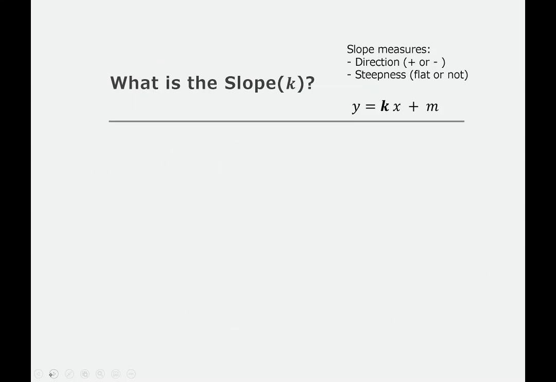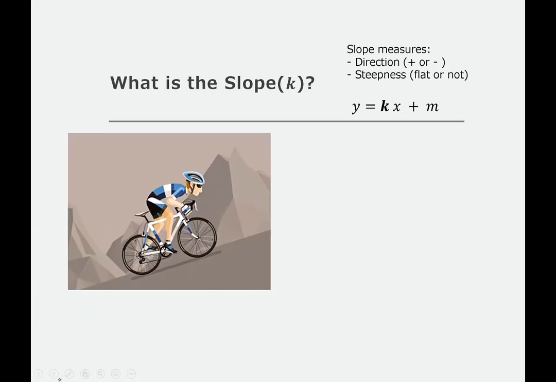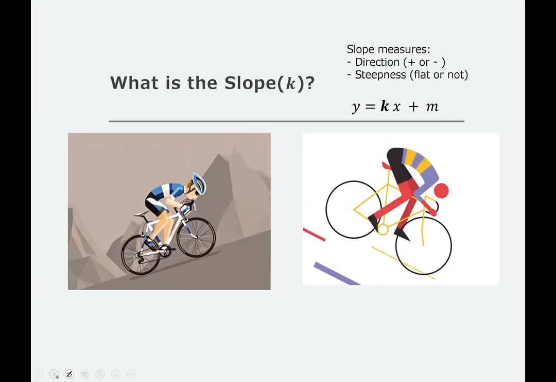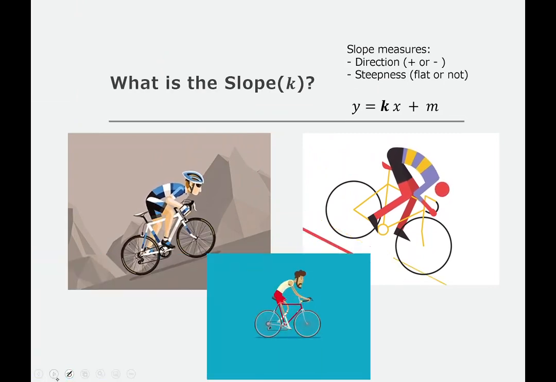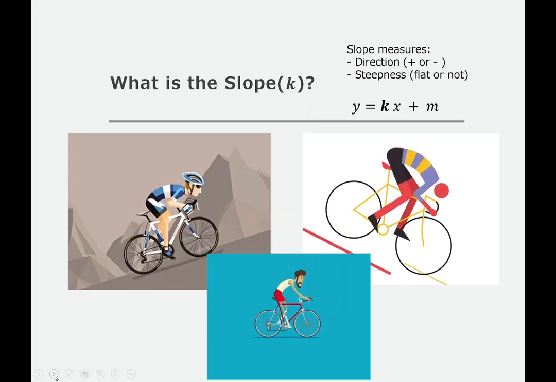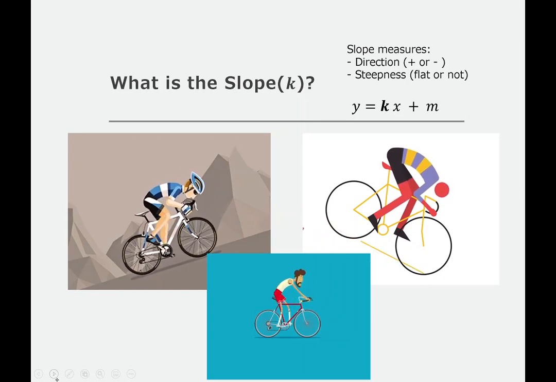So what is the slope? Some of you might be asking yourselves. Oftentimes when we think of slope, some of these images come to mind. Whether you're biking uphill or downhill or on a flat surface, slope refers to the steepness. When we think of a hill, we think of how steep is that hill, or what is the slope of that hill. Some are going up, some are going down, some are going flat.